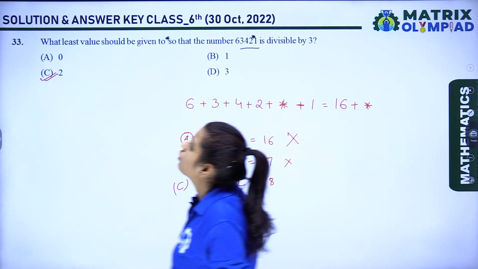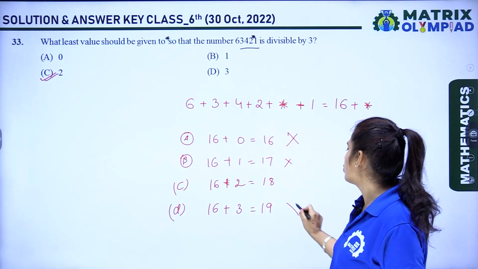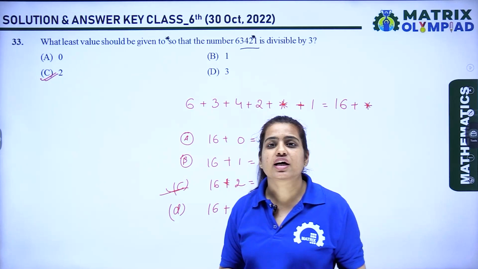Now let's check option D also. 16 plus 3 gives us 19. So this option is also invalid. So we can say that option C is the correct answer. Now let's come to the next question.